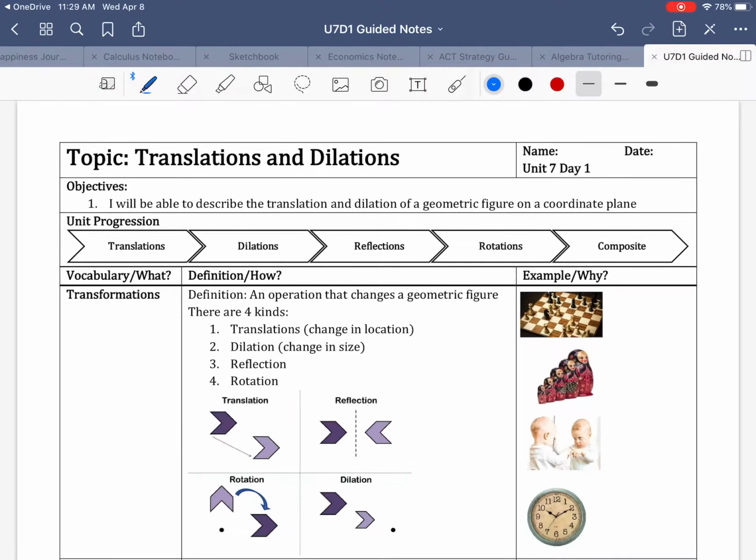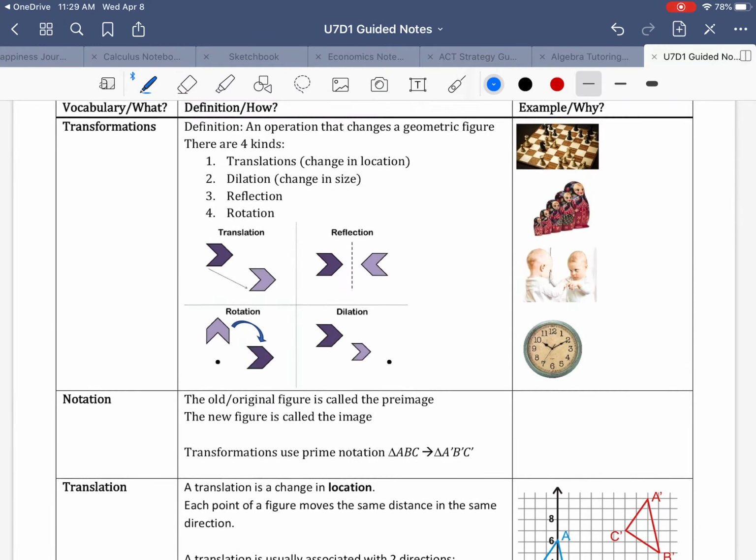Hi guys, today's lesson is on translations and dilations, Unit 7, Day 1. The objective is I will be able to describe the translation and dilation of a geometric figure on a coordinate plane. So, Unit 7 is all about transformations.